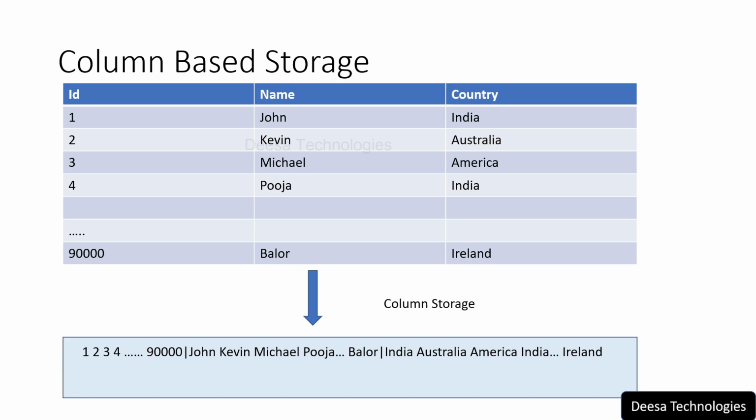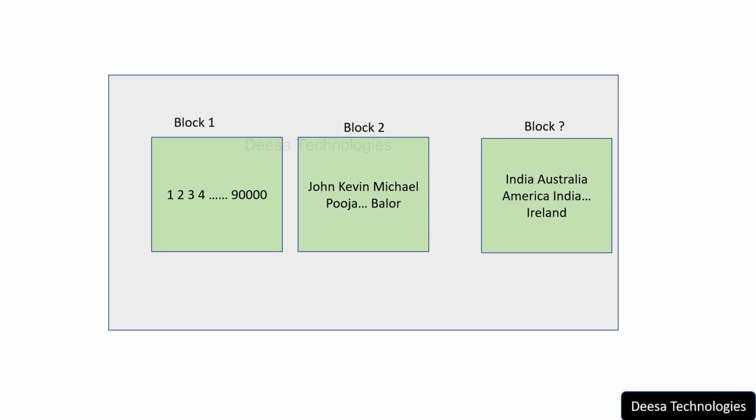So if we put that in blocks, what is going to happen is all the data of ID is coming into one block, all the data of name is coming into another block, and all the data of country is coming into another block. So what is the advantage of this? If I want to get all the 90,000 IDs, I can just go and fetch that data from block 1. I don't have to scan block 2, or any other blocks. That way it is easier for us to get the data.